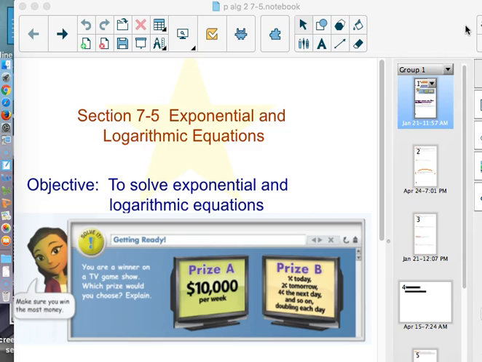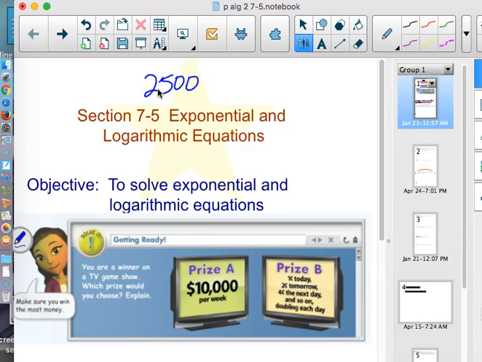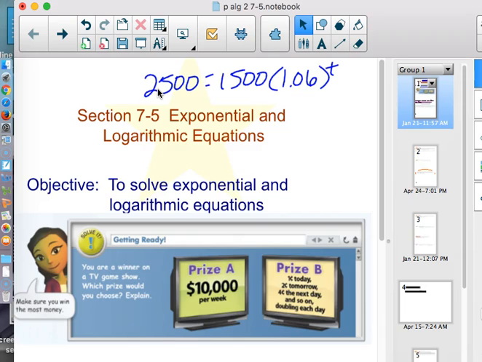Here's why. We had to work with Blinky for a long time because we had equations like this, where we said if you put $1,500 in a bank account and it earns 6% interest annually, how long will it take to get to $2,500? And we had to trust Blinky. We had to say, okay, I'm handing this over to the calculator. Here's y sub 1, here's y sub 2. Give me the answer, give me the good stuff. We don't need to do that anymore because now we know logarithms.